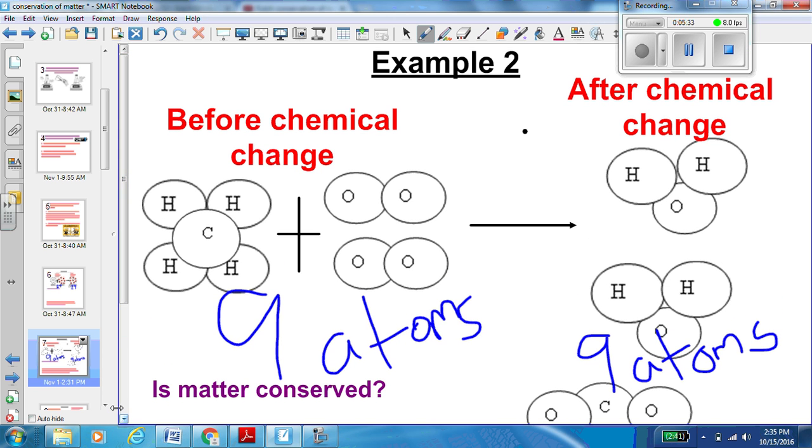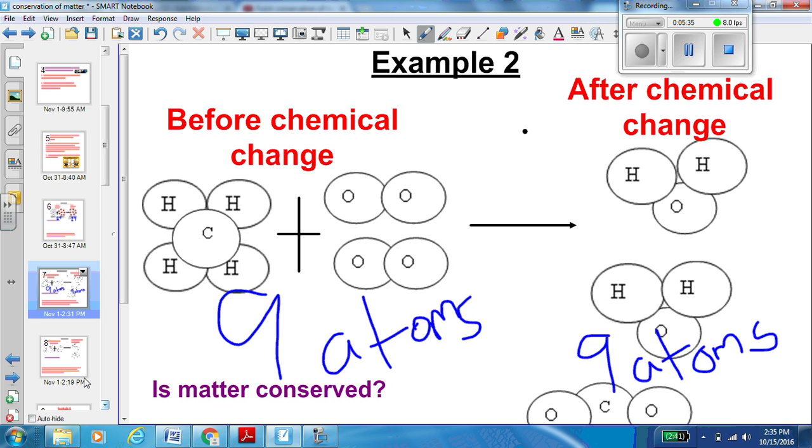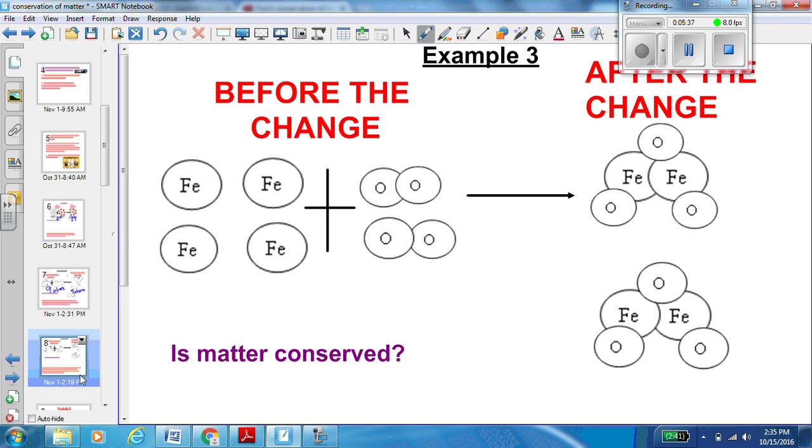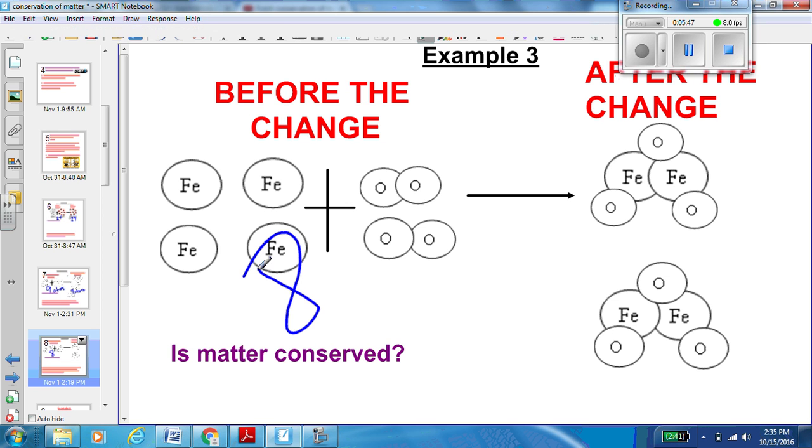Okay? Let's look at one more example. Okay? This is example 3. Okay? Now, let's see what we're starting with here. We've got a 1, 2, 3, 4, 5, 6, 7, 8. Okay? So we're starting with 8 atoms in this example. 1, 2, 3, 4, 5, 6, 7, 8, 9, 10. So what has happened here?